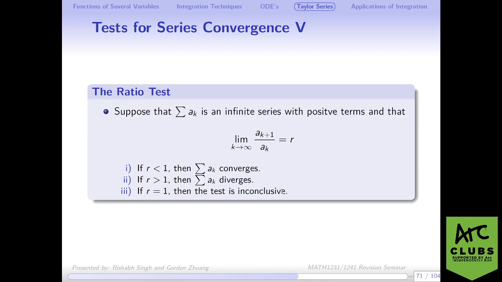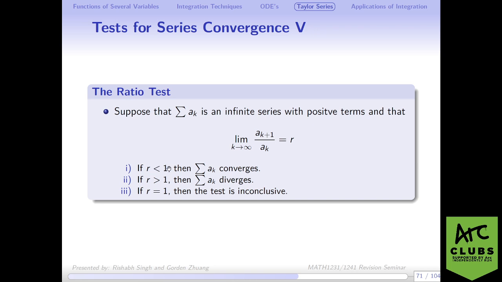Next we have the ratio test. This is just saying that when we have an infinite series, and again these terms must be positive, suppose we have some series with positive terms, then we can find this ratio as k goes to infinity, and it's equal to some value r.